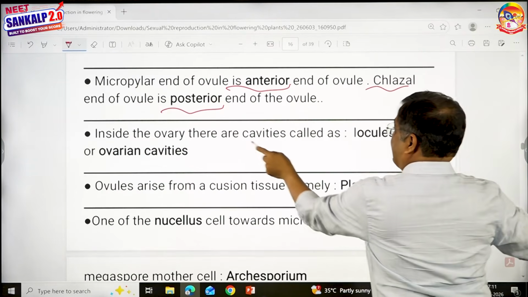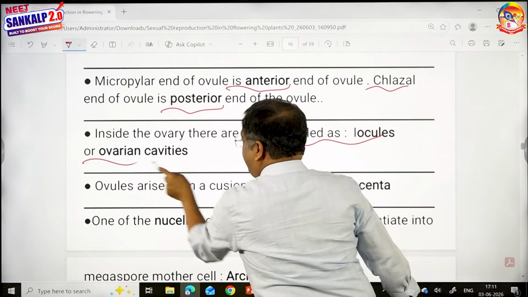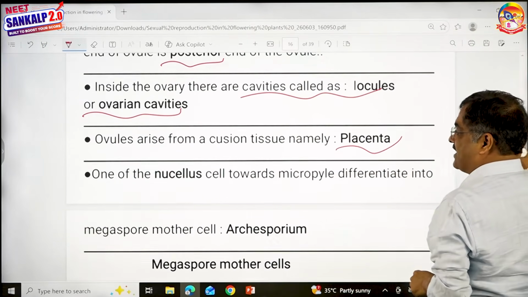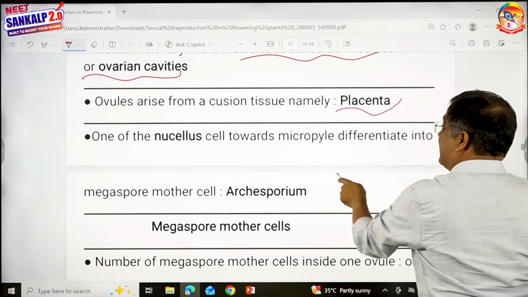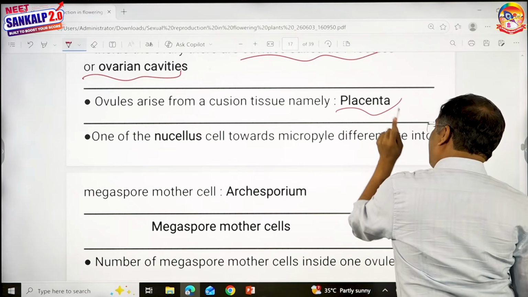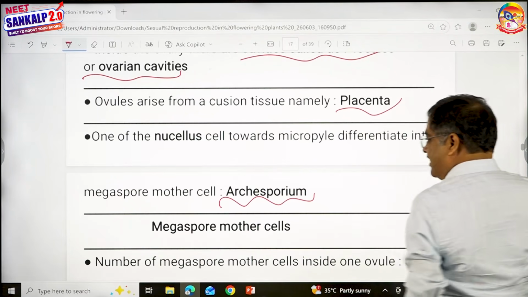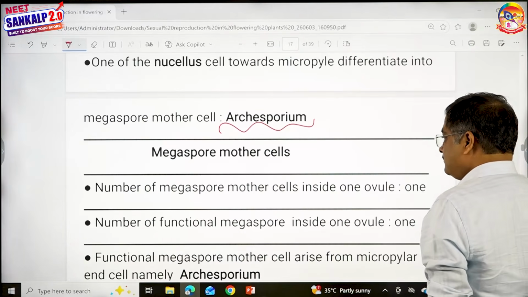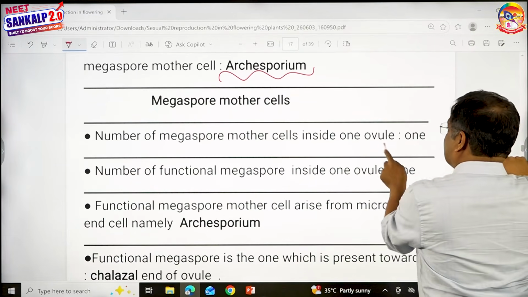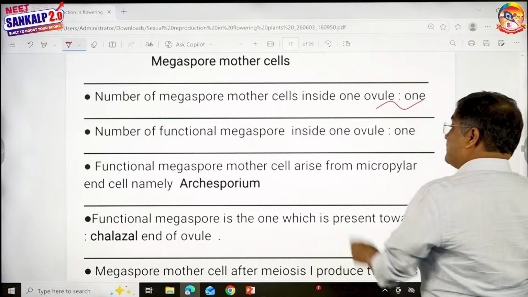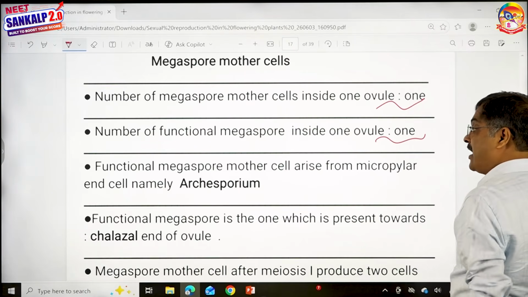Inside the ovary, there are cavities called locules or ovarian cavities. Ovules arise from a special tissue called placenta. One of the nucellar cells towards the micropyle differentiates into the megaspore mother cell. That nucellar cell is called archesporium. The number of megaspore mother cells inside an ovule is always 1. The number of functional megaspores inside one ovule is always 1.